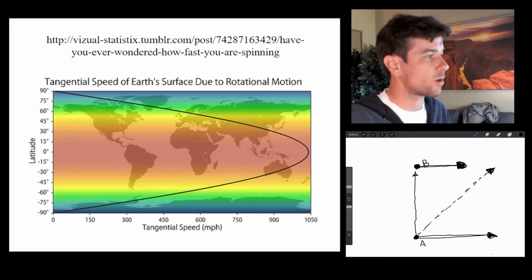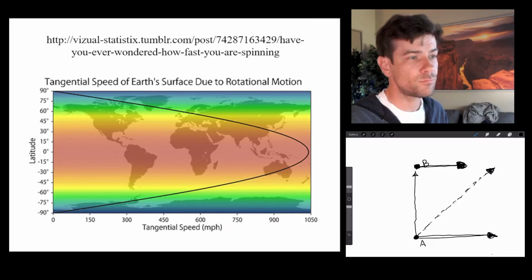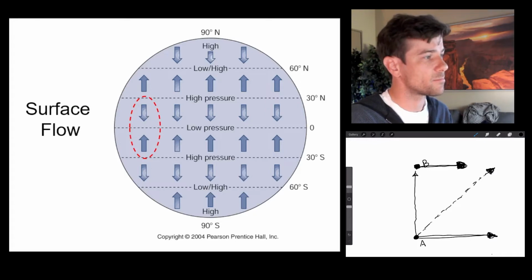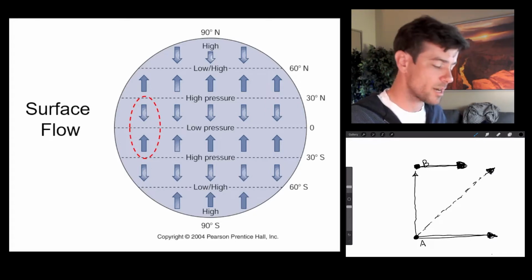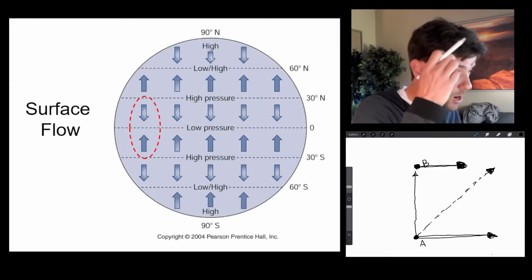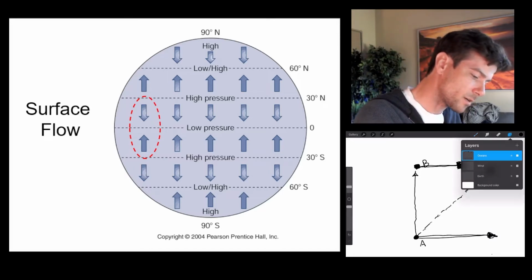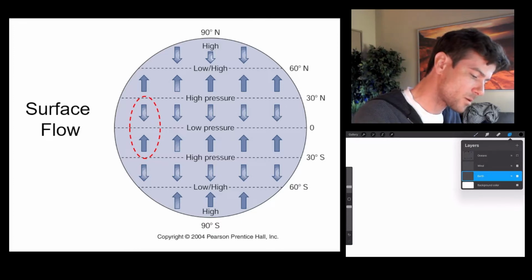But this is a graphical representation of the velocity that you're traveling based on your latitude. And so out here at the equator, you're going about 1,000 miles an hour, but at the pole, you're not traveling at all. You're just spinning in place, rotating. Okay, and so when you apply that Coriolis effect to these surface flows, right? It's important, what we're talking about here is just, let's see if I can get rid of this. Let's go with this one.